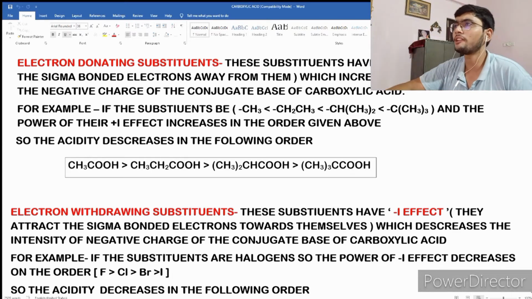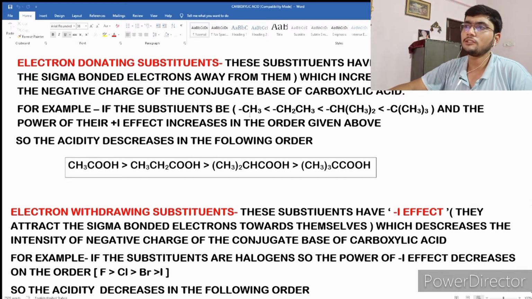So that's what I have written here, that these substituents have plus I effect, which increases the intensity of the negative charge of the conjugate base of carboxylic acid. For example, this is a methyl group, this is an ethyl group, this is an isopropyl group, and this is a tertiary butyl group. You see that the power of the plus I effect increases in this order. This is the most powerful plus I effect group, then comes this, and then the methyl group.